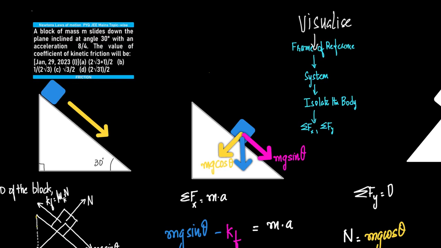A block of mass m slides down the plane at an angle of 30 degrees with acceleration g by 4. My bad, g by 4. The value of the coefficient of kinetic friction will be?